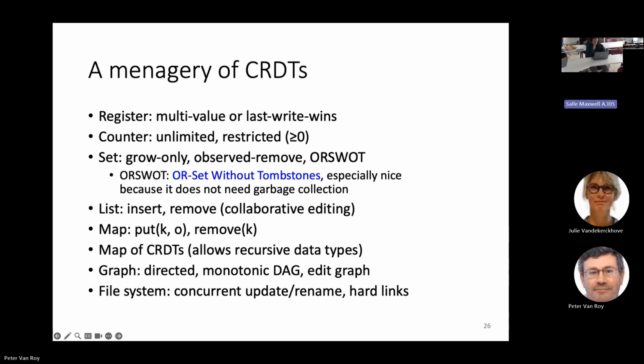So there are many CRDTs that exist: maps, for example, recursive graphs, file systems, sets. I showed you the observed-remove set, but the really clever one I didn't show you is called the OR-SWOT, the OR-set without tombstones. This one is really nice because it does not need garbage collection. You will notice that the monotonic growth seems like you will keep adding and adding, and eventually you have to garbage collect. Well, the OR-SWOT doesn't have this problem. It's incredibly powerful, though maybe complicated, because it uses causality to have a very compact representation internal to the CRDT. So there are many CRDTs that exist.